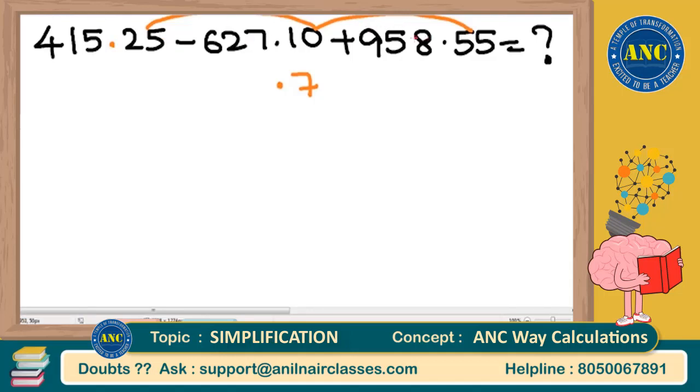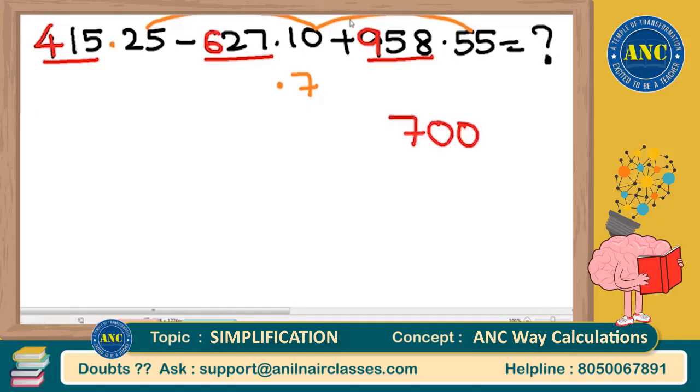What am I left with? The whole number part is 958 minus 627 plus 415. Can I do it like this, sir? Think logically. From 900, I will remove 600, and I will be left with 300. To 300, I will add 400, and I will be left with 700. That means 700 is what I got.